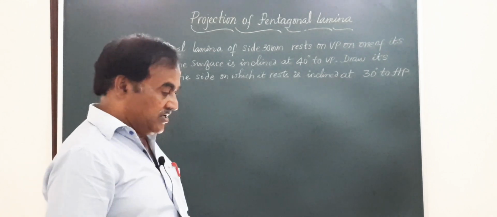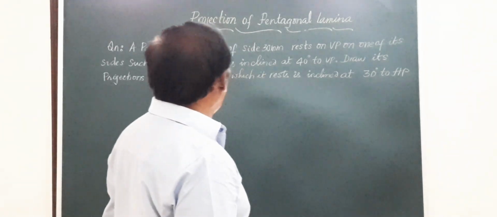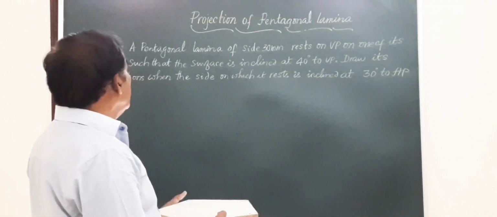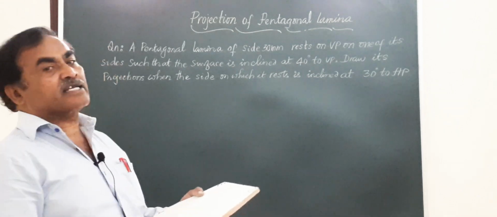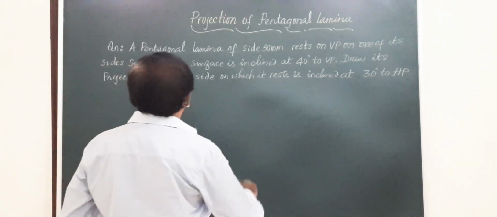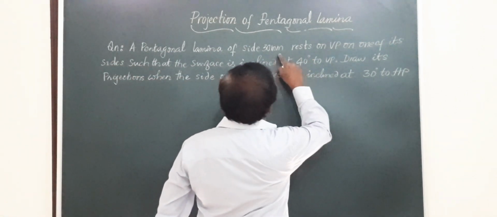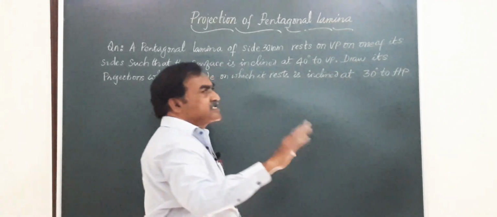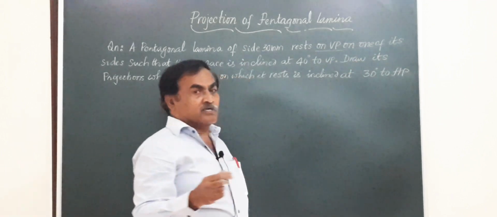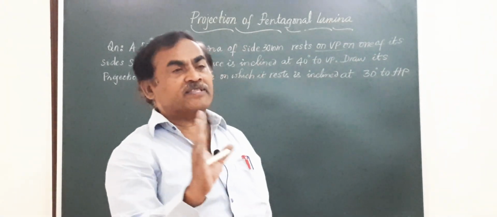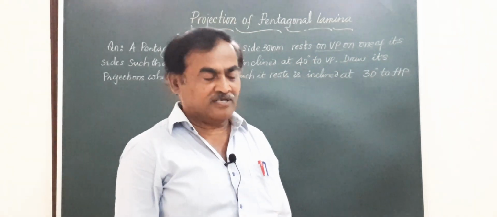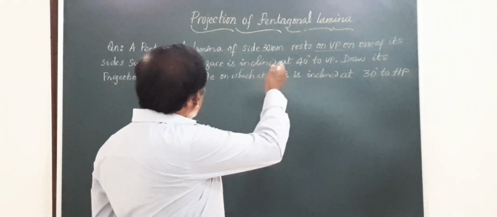Friends, in today's session, we are going to have the projections of a pentagonal lamina which is having a side measuring 30 mm, which is inclined to VP. So when we go through this problem, you will understand there is a pentagonal lamina. They have given the dimensions and they say it is resting on VP. So this clue will help you where to place this lamina, whether it is above XY or below XY, that is on HP or on VP. Friends, here the lamina is resting on VP.